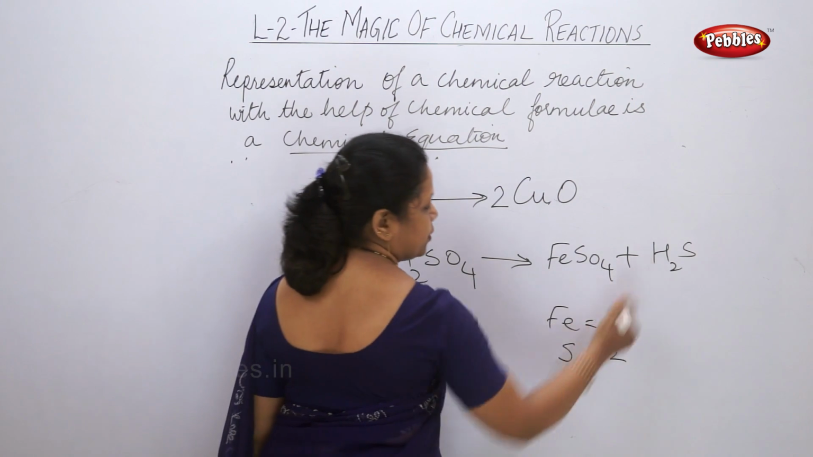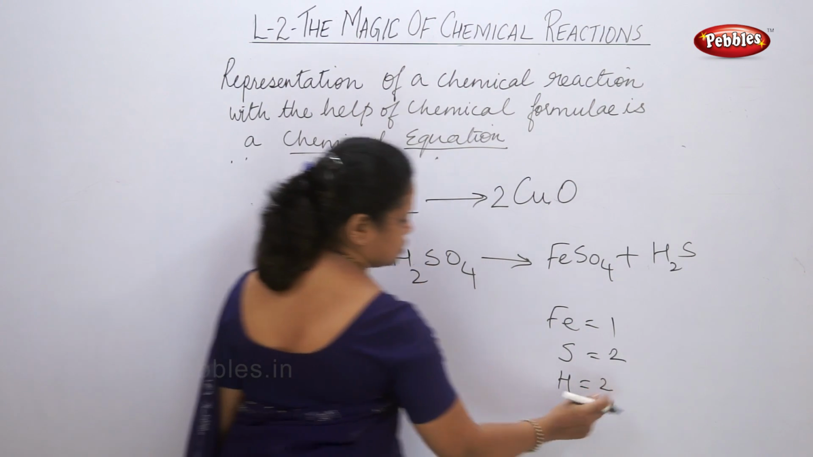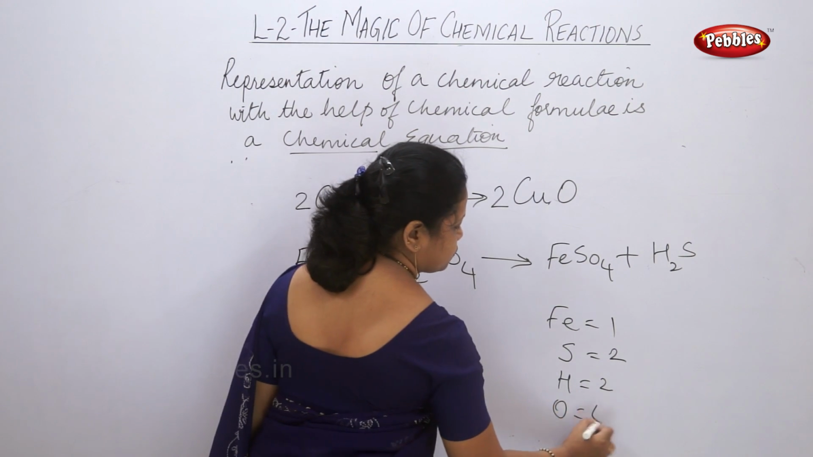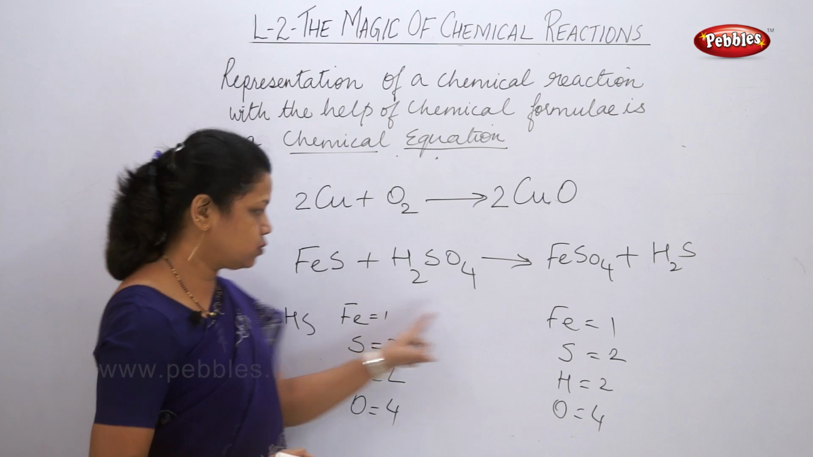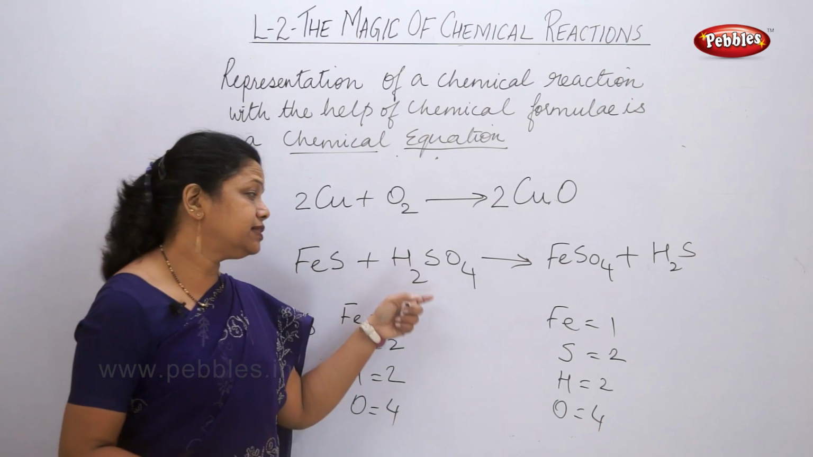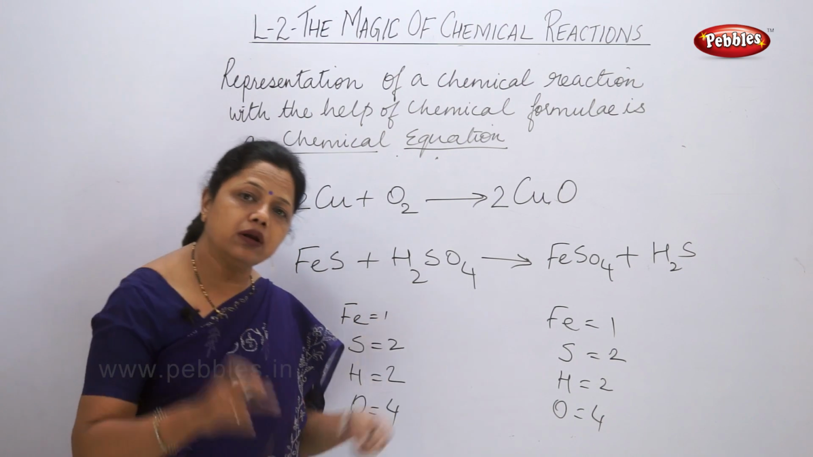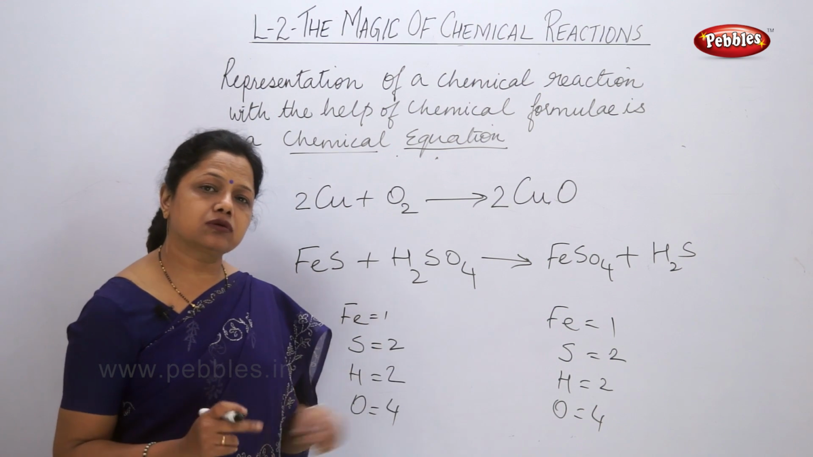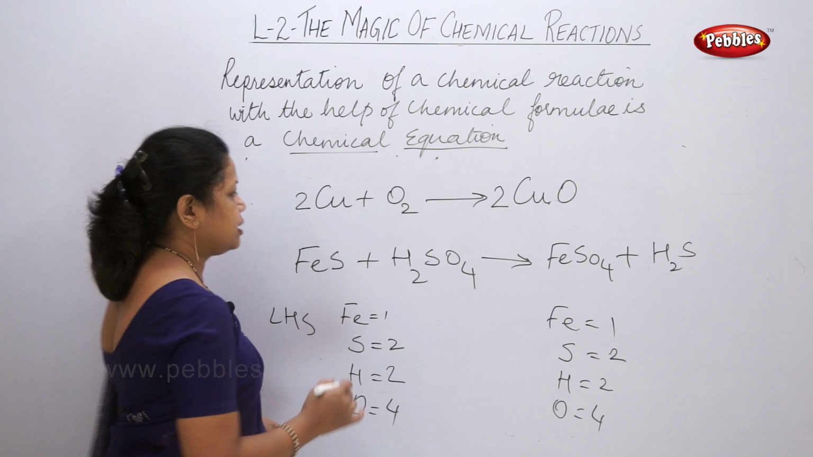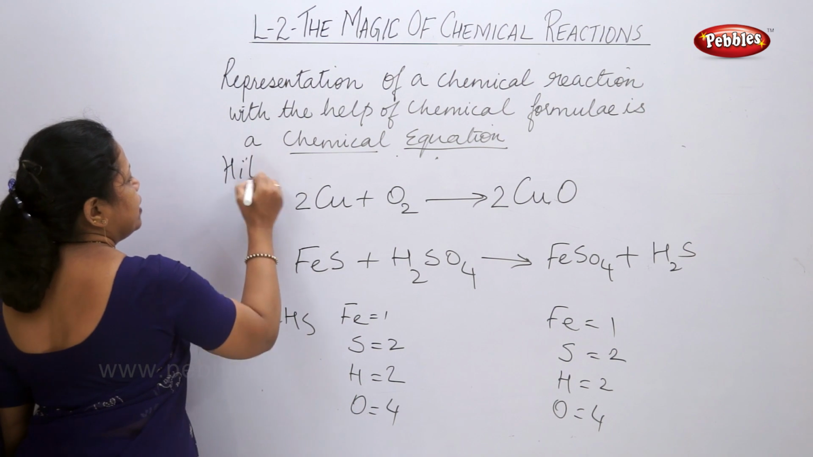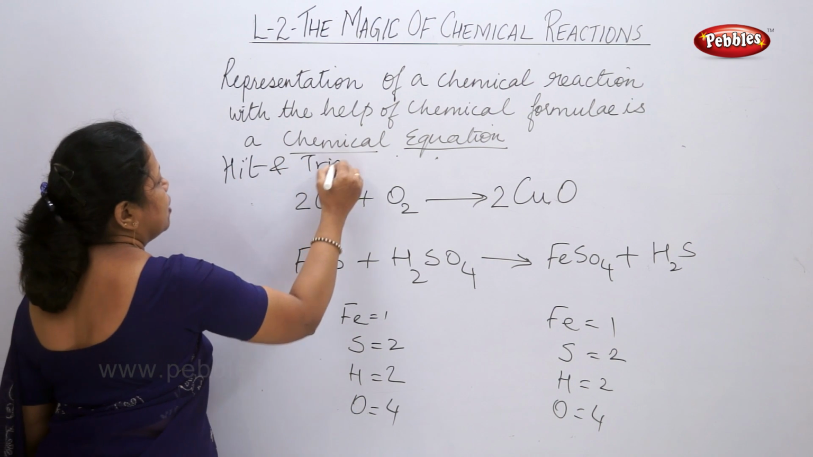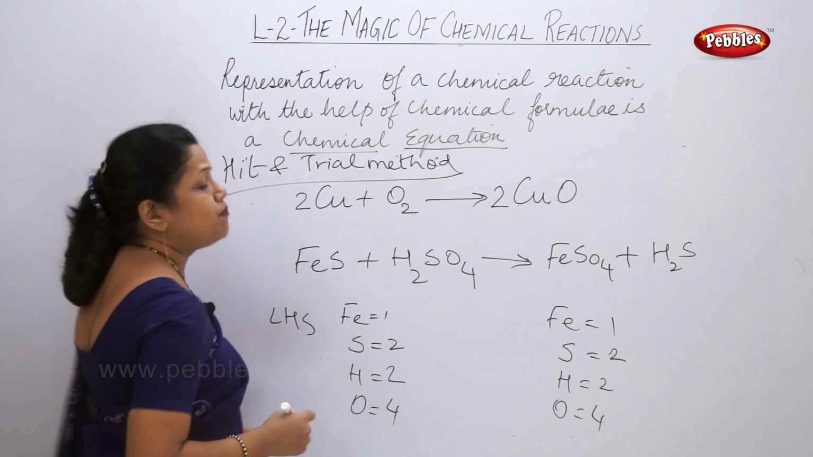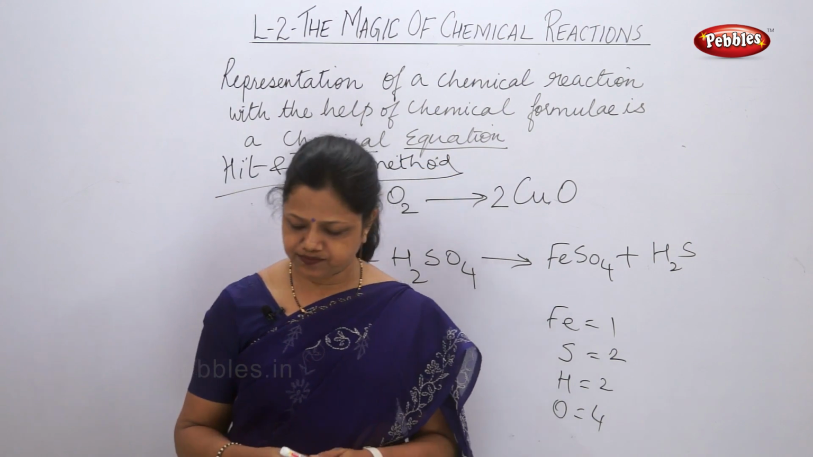Then hydrogen, how many are present here? 2. So hydrogen also is 2 here. And oxygen, it is 4. When equal numbers have come, that means this chemical equation was already balanced. This is the way we have to find out. This way is also called the hit and trial method. That means we are hitting and trying out. So this is called the hit and trial method of balancing the chemical equation.